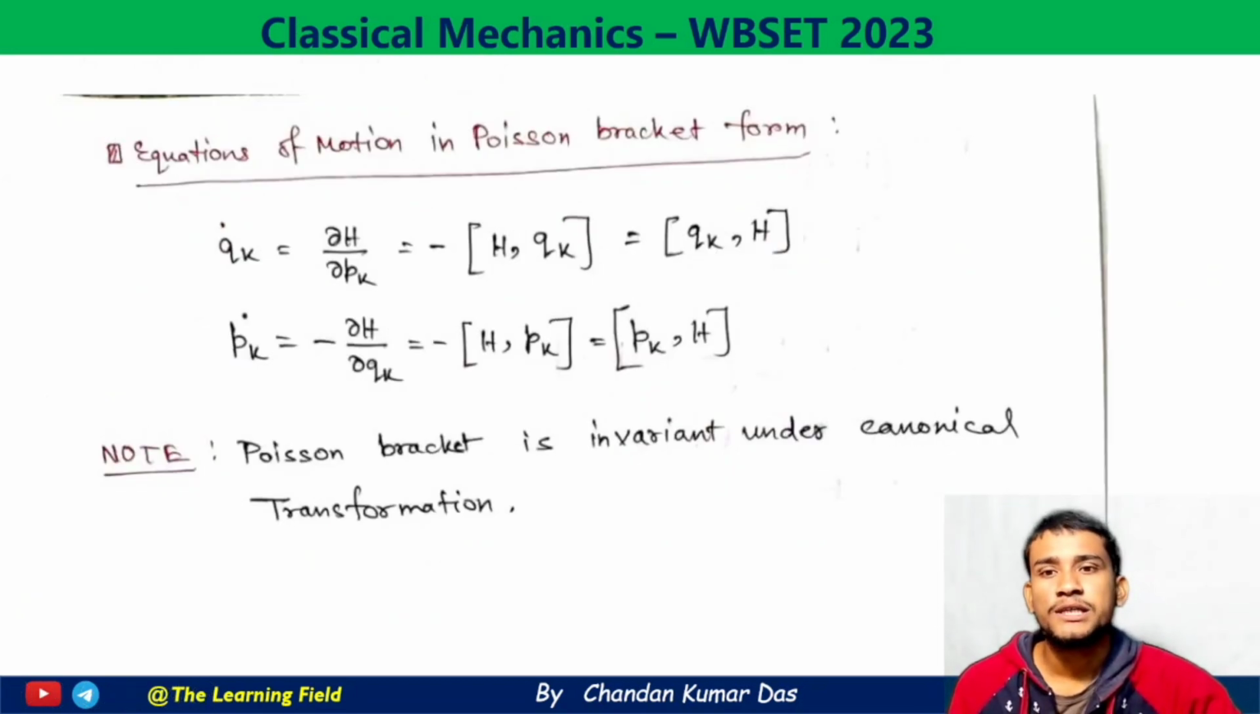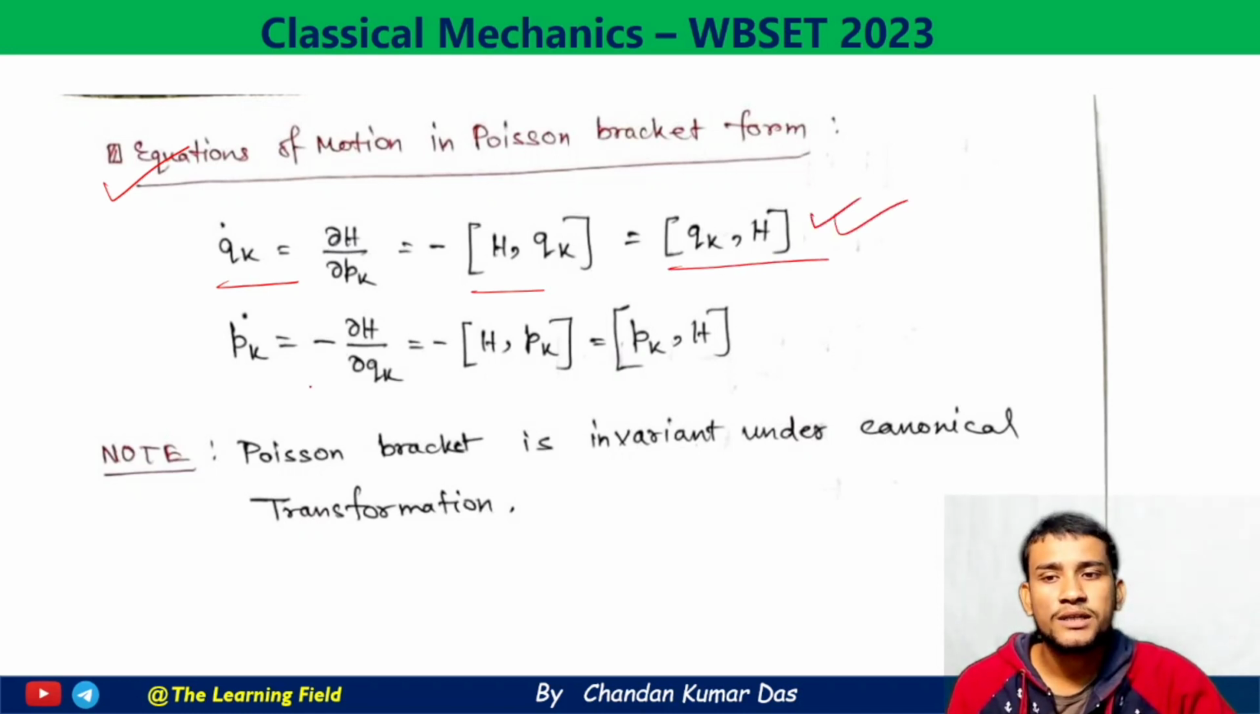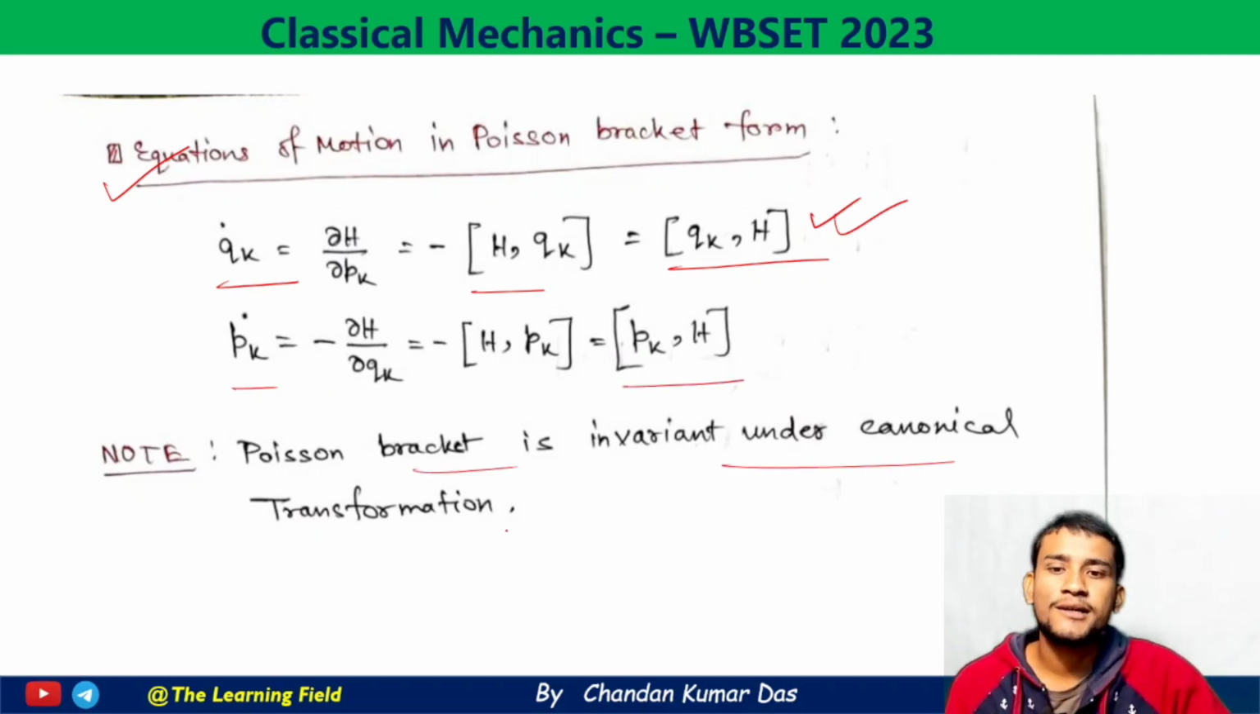Okay, equations of motion under Poisson bracket: q_k dot equal to del h/del p_k, that is q_k dot equal to [q_k, h]. This is the important thing. And p_k dot equal to [p_k, h]. Now the Poisson bracket is also invariant under canonical transformation, so this is also a very important line.